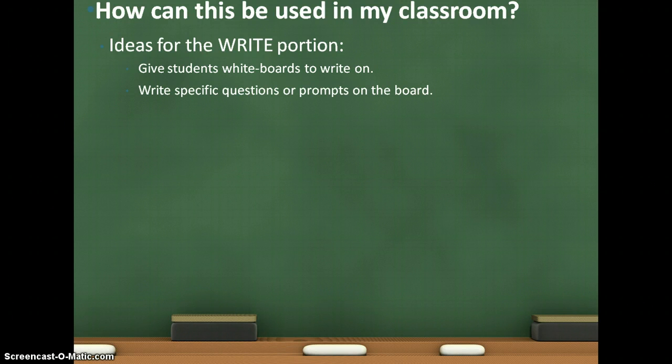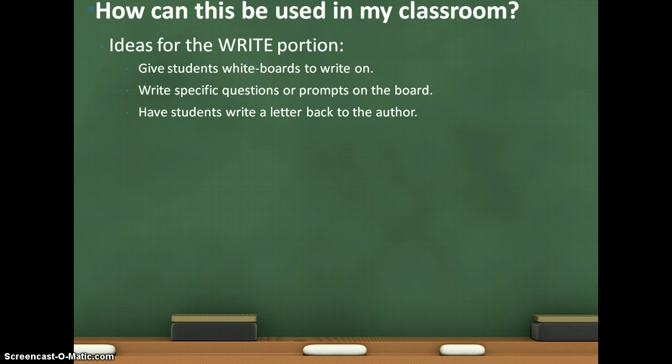You could write specific questions or prompts on the board. This is especially important for students who might just have trouble getting started. They may not have the skills yet to just free response to a text, but they can answer specific questions. These questions could also be very generic, like, what have you learned? Or what are you confused by? Or they could be much more specific. Have the students write a letter back to the author.